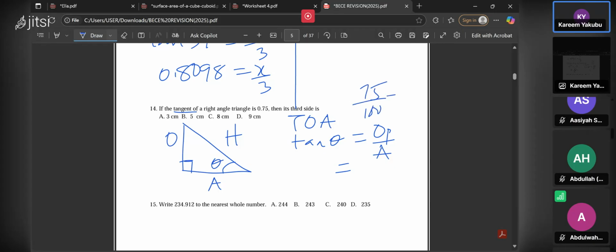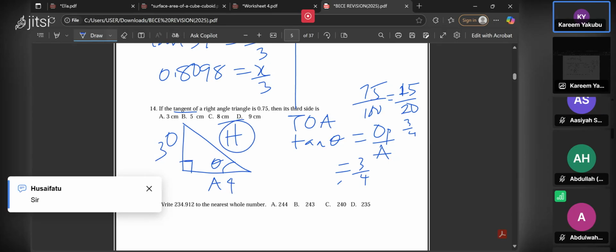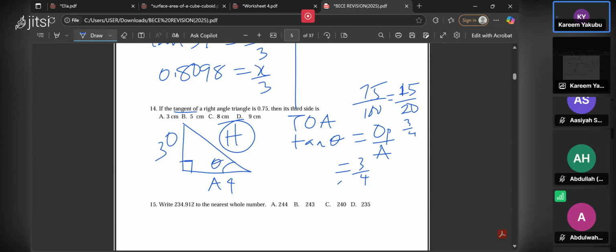So that means they are telling us that tan theta is 0.75, that's 75 over 100. Convert that to a fraction first. 5 can go into 75, that's 15, and 5 into 100 is 20. 5 can go again, that is 3 over 4. That means the opposite is 3, adjacent is 4. We are now looking for the hypotenuse.